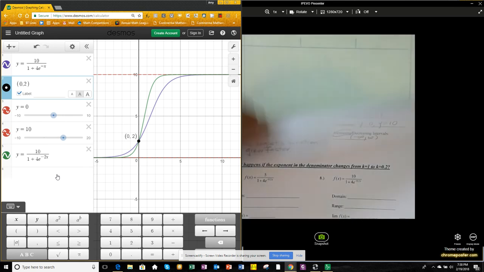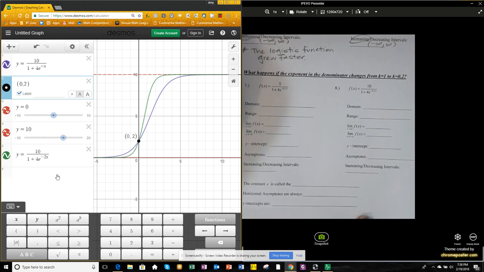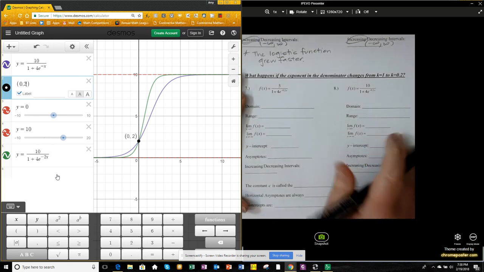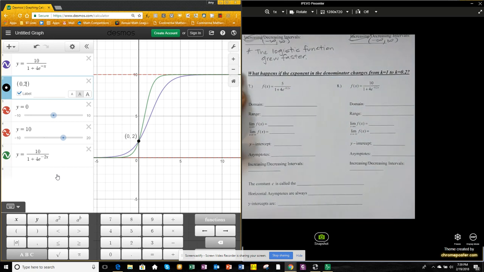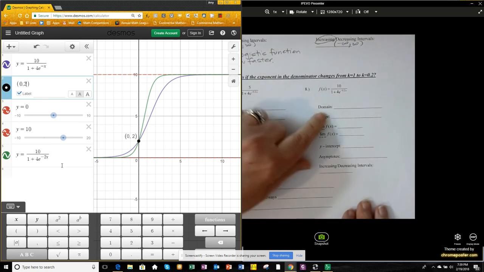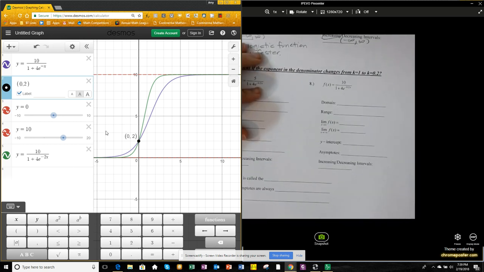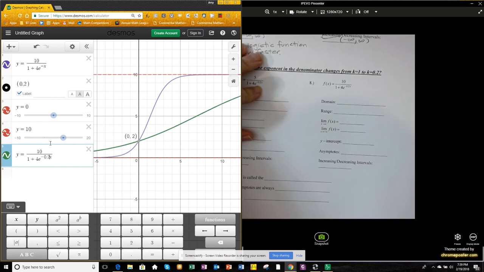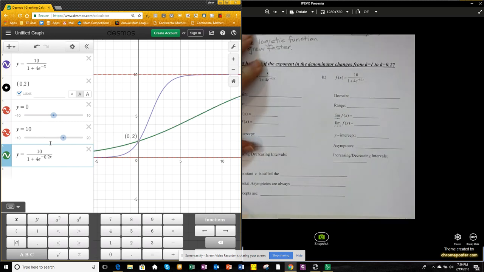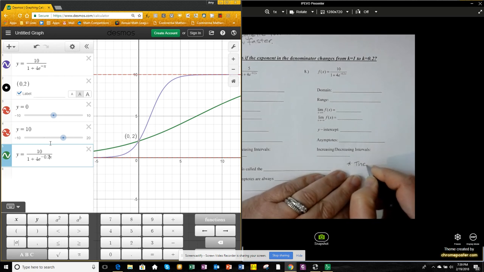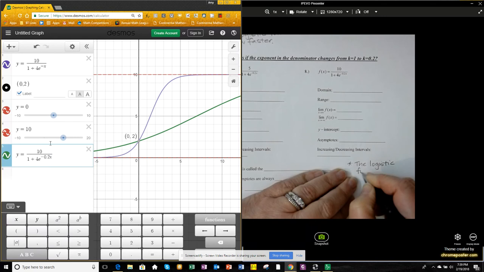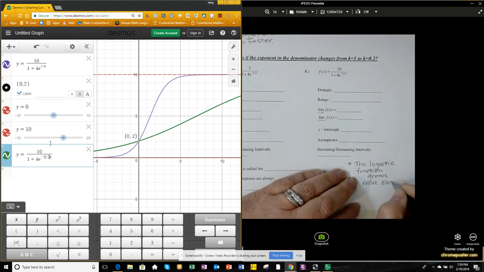So what happens then if I make my exponent, instead of 2, I make it negative 0.2? I wonder what's going to happen if I do that. Let's use the 10 one over here because I've already got the formulas up on the left-hand side. So I'm going to leave this at 10, and I'm going to change this now to 0.2. Well, what happened? It decided it was going to grow more slowly, but it still has all the properties.